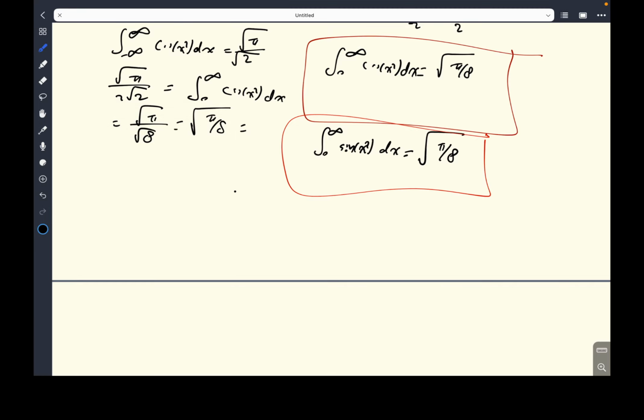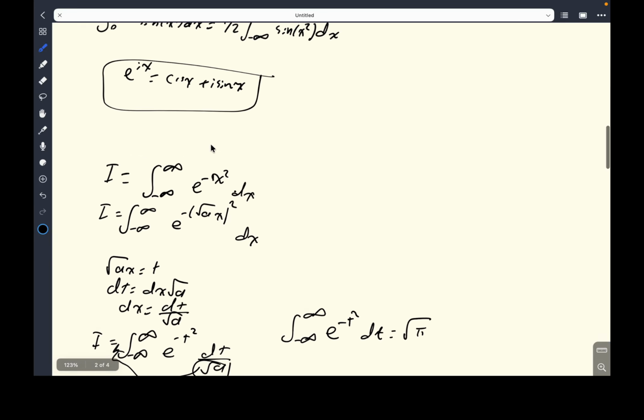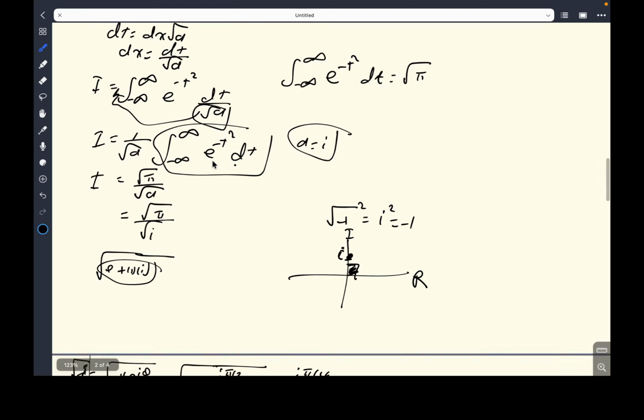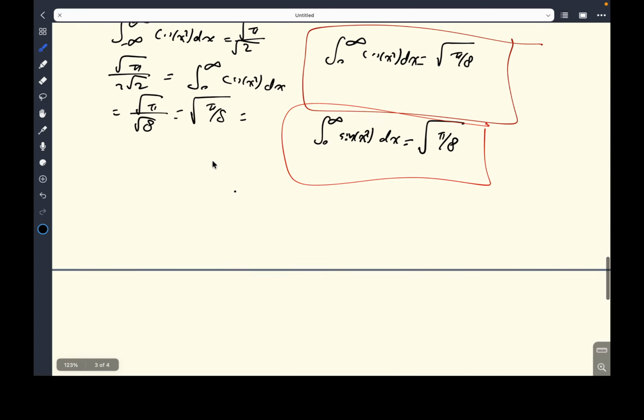But here's the thing. How are we even allowed to put i, an imaginary number, in a here? Let me know in the comments what you think.